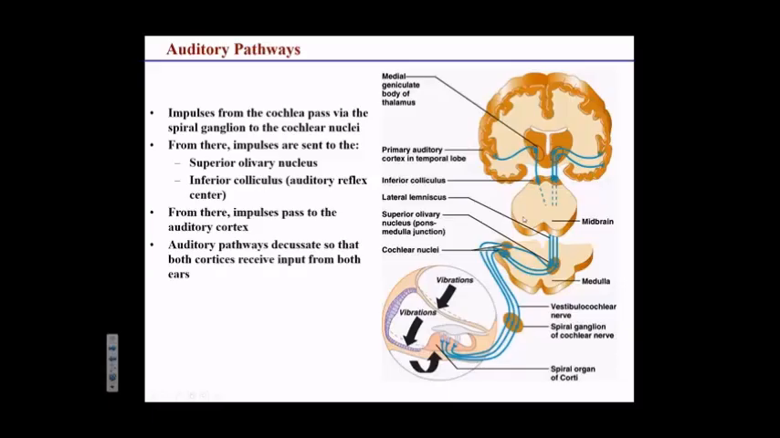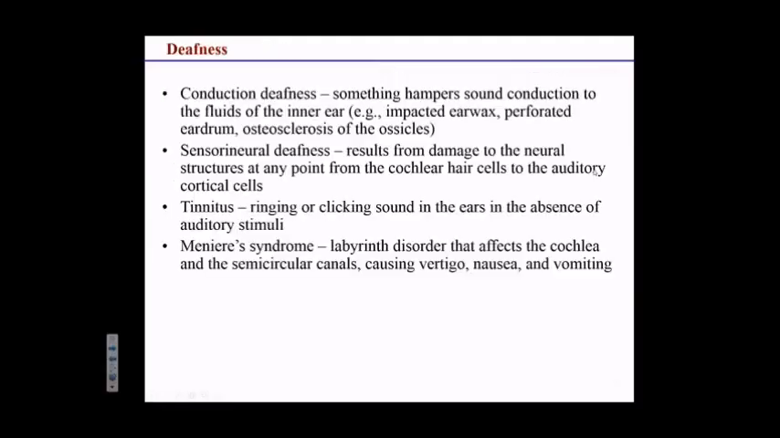So the pathways for hearing, okay? From the hair cells to the spiral ganglion, to the cochlear nuclei in the medulla. Then they cross over to the contralateral side and ascend. Some of them cross back, and then they go to the thalamus, and then they're relayed to the medial geniculate nucleus of the thalamus, and then relayed to the cortex, the auditory cortex. Conduction deafness sometimes hampers sound conduction through the fluid of the inner ear. Conduction problems could be just too much earwax in your ears, or a perforated eardrum.